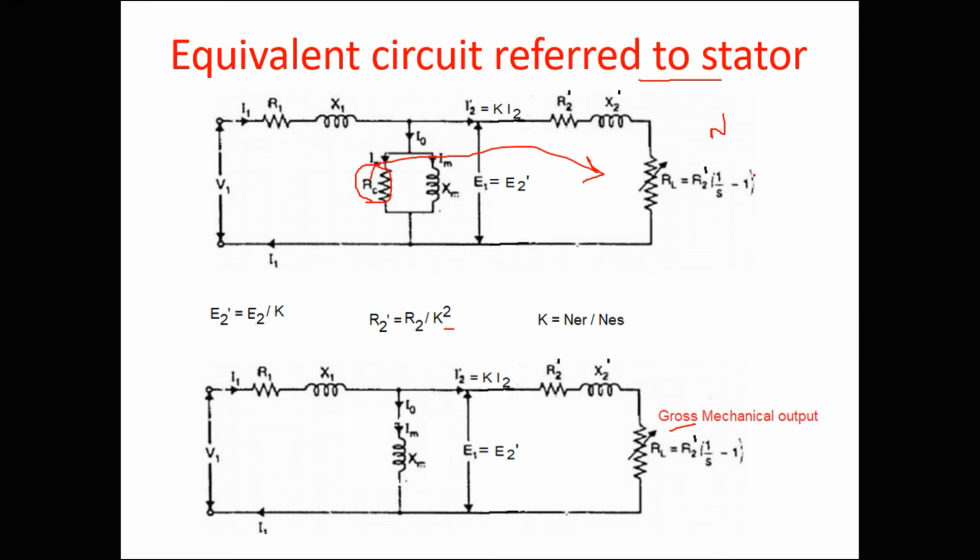So we can understand the names for mechanical power as net and gross. If we are not including loss, we call it net, and if we are including it, that power becomes gross mechanical power. So this is the final exact equivalent model of the three-phase induction motor.